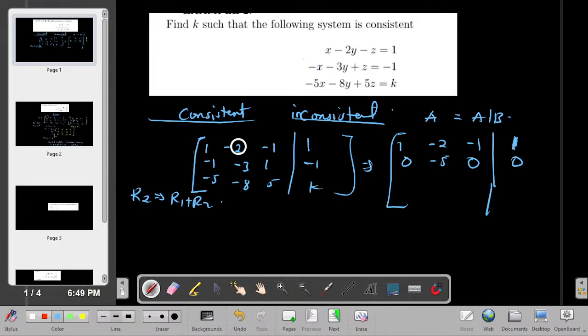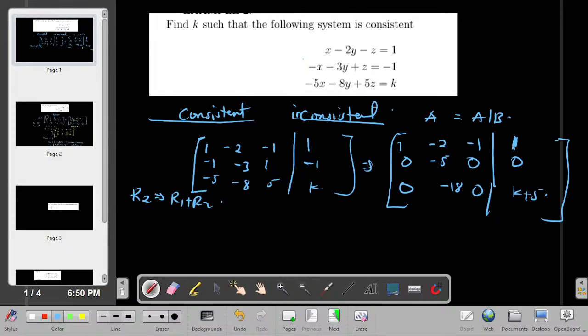So we can use our first row as our pivot. Okay. So let's multiply our pivot by 5. We are going to have 5 by 1. When I add it to 5, it becomes 0. 5 by -2 is -10. When I add this, I'm going to get -18. 5 by -1, I'm getting -5. When I add it to this, I'm getting 0. Right. 5 by 1 is what? 5, right? When I add it, I'm getting k plus 5. As simple as that.